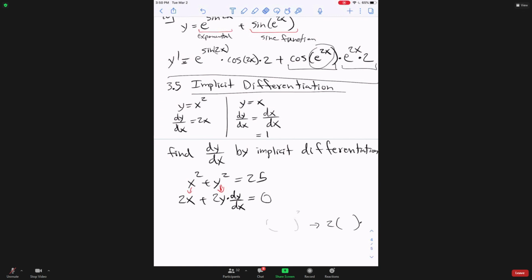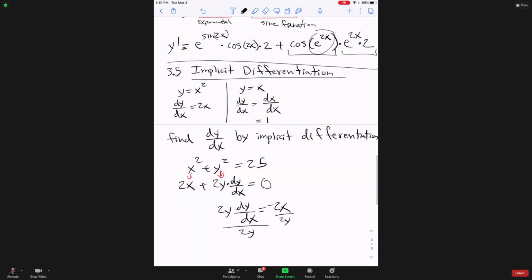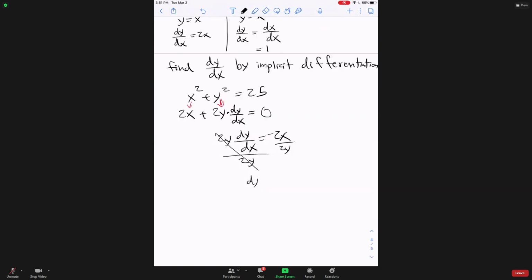All right, so once you get to this step, now you just solve for dy over dx. So we're going to go minus 2x from each side. Divide both sides by 2y. Twos cancel out. Negative x over y.